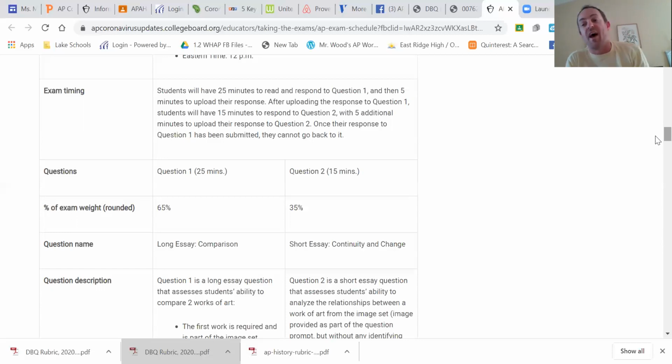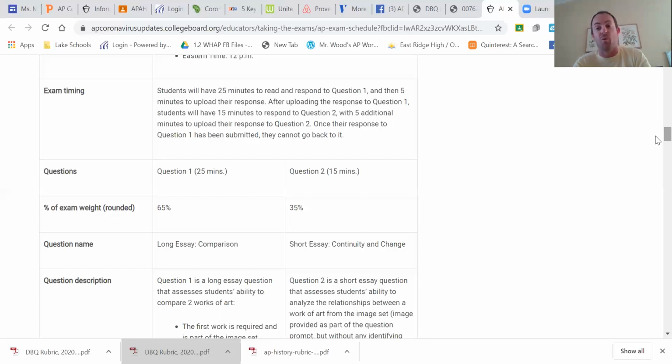Then after the 25 minutes is up, you're going to have 5 minutes to upload that response. You can write this out if you want, but most of you are probably faster typers, so you'll probably type it out. Then you'll move on to question two, where you'll have 15 minutes to write. Again, you'll write your answer and then have 5 minutes to upload it. As you can see, that's 35% of the exam weight.